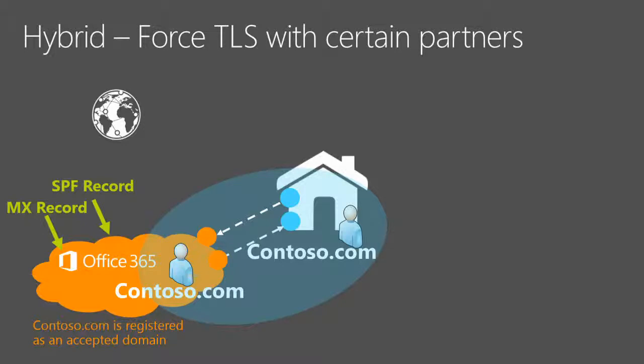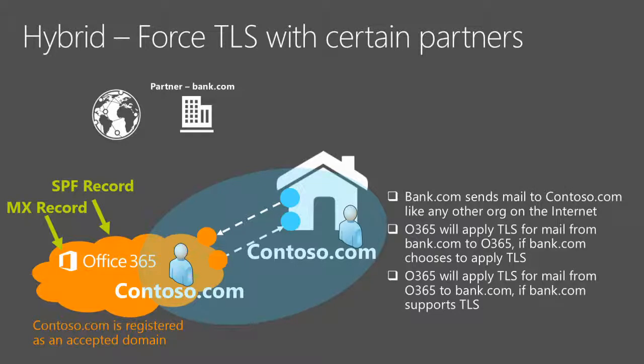Now, let's talk about partners for a second. Imagine I have a partner, bank.com, that I do a lot of business with. In a normal situation, bank.com sends mail to Contoso like any other org. So I have Jack at bank.com sending mail to Jim. And that mail from Jack will come to Jim like any other mail from the internet. There's nothing special about this mail.